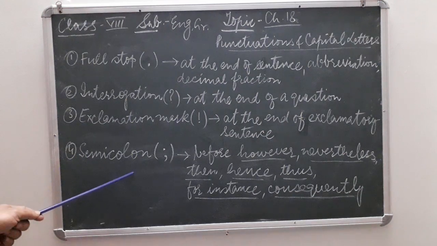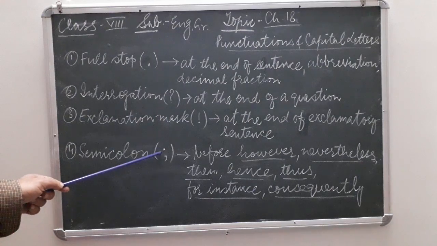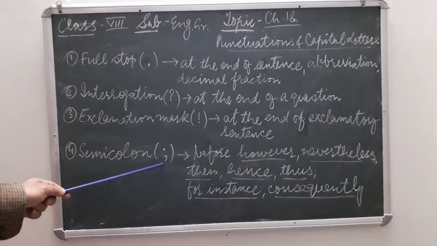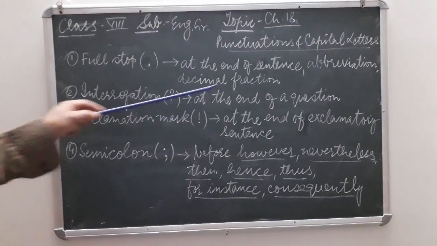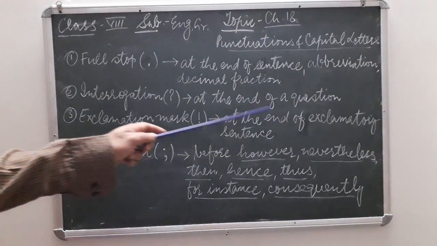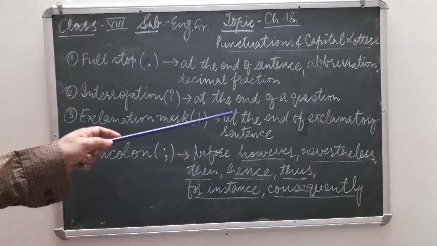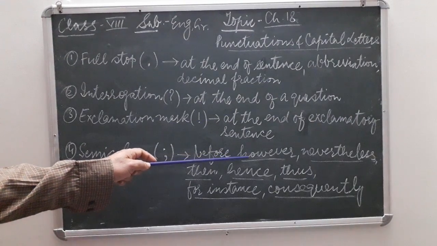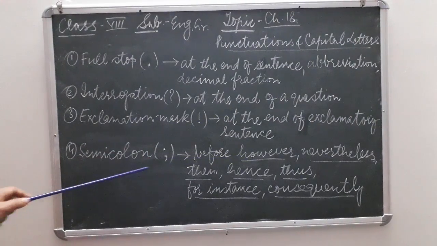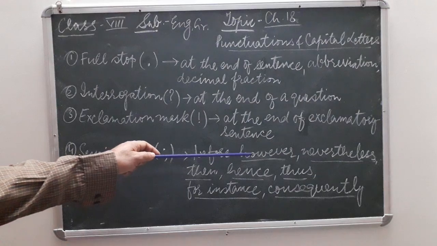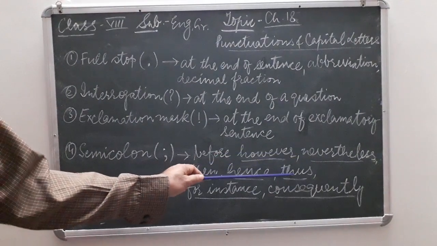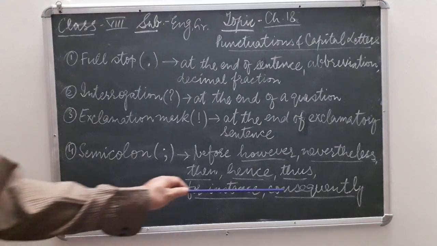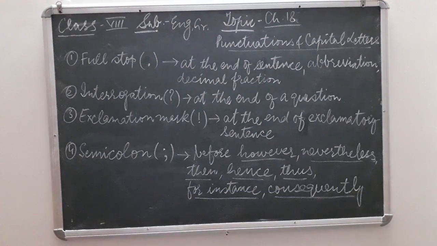Next, semicolon. Semicolon means a dot and just below it a comma. Semicolon is used before these words. Whenever these words come, just before them we use a semicolon. And what are these words? However, nevertheless, then, hence, thus, for instance, and consequently.